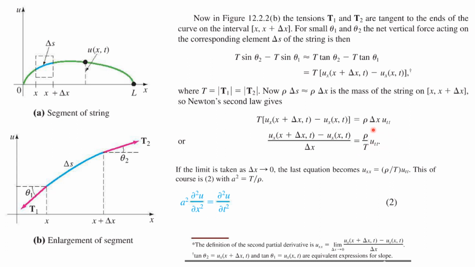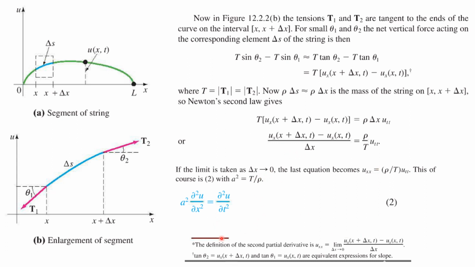And I look at what I have here, and I'm going to have rho over T is that. So you see I end up with, and I'm going to call this constant a squared because it is positive. So I get a squared. Actually, the a squared is going to be the reciprocal of that.